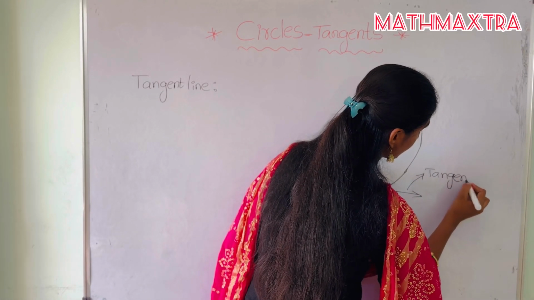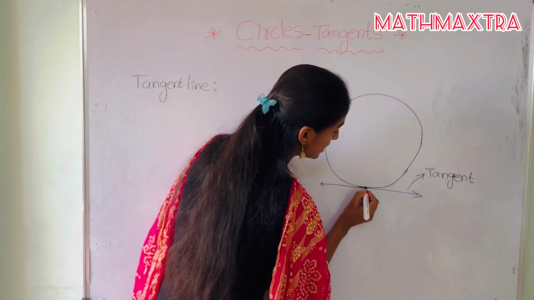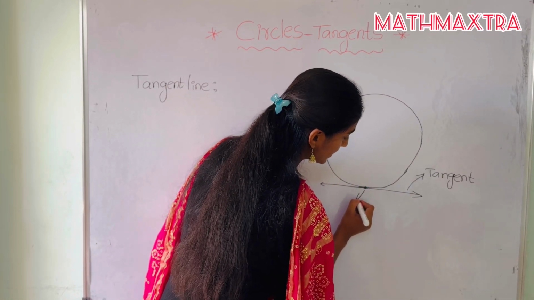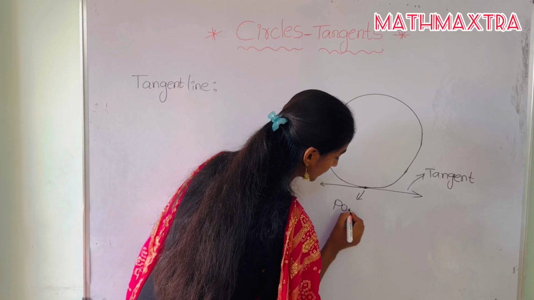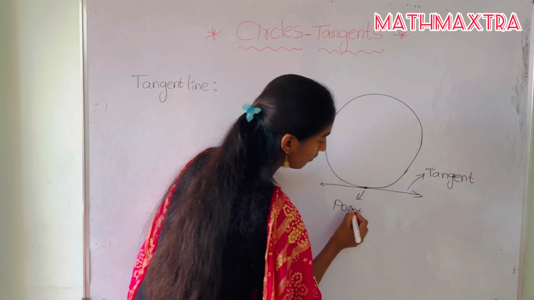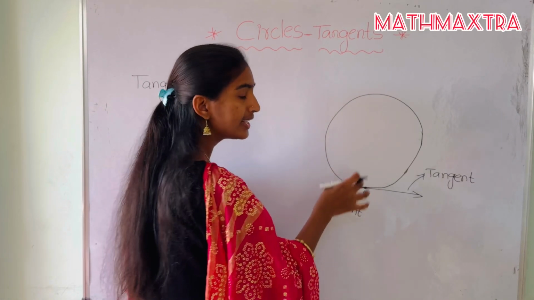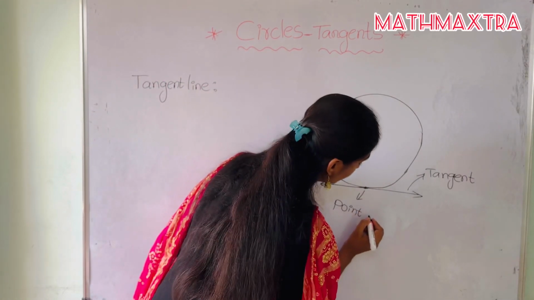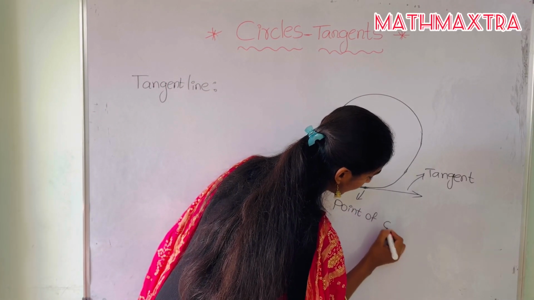This is a tangent of a circle, and this point we call a point of contact, meaning the point where the line touches the circle. So this is the point of contact.